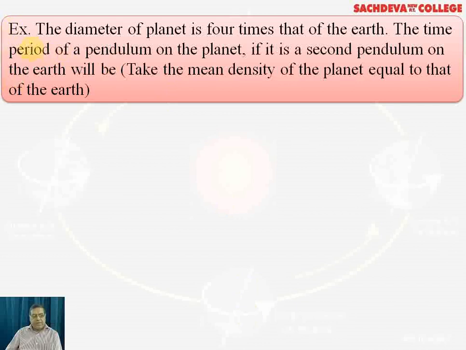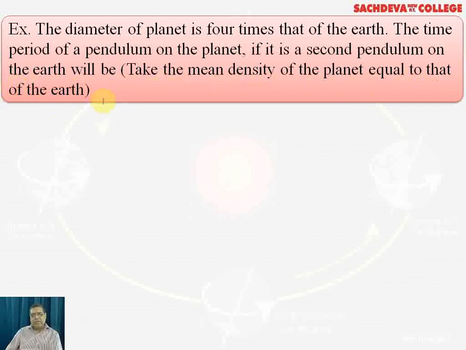Then in another example, now the diameter of the planet is given, that is twice the radius. The diameter of the planet is 4 times that of Earth. If Earth has diameter d, then the planet has 4d. We have to estimate the time period of the pendulum. Normally a pendulum has a time period which is 2 pi under root L over g, and if it is a seconds pendulum, then the time period is taken as 2 seconds. So our question is, if it is a seconds pendulum on the Earth, we take the mean density of the planet equal to that of Earth.